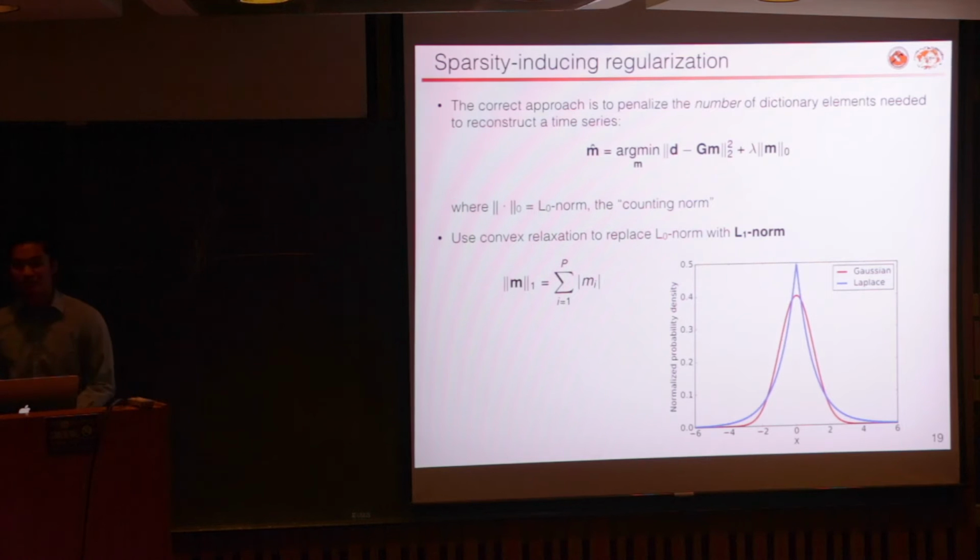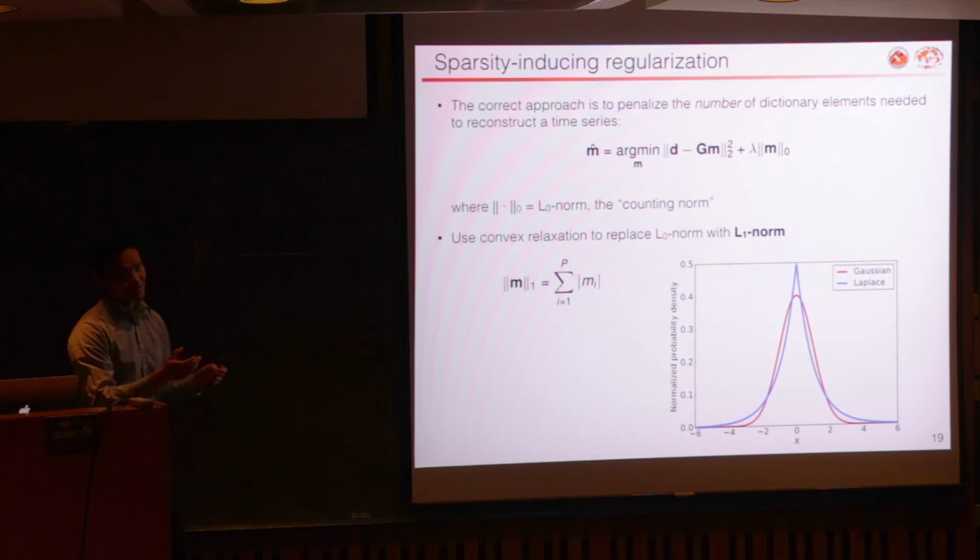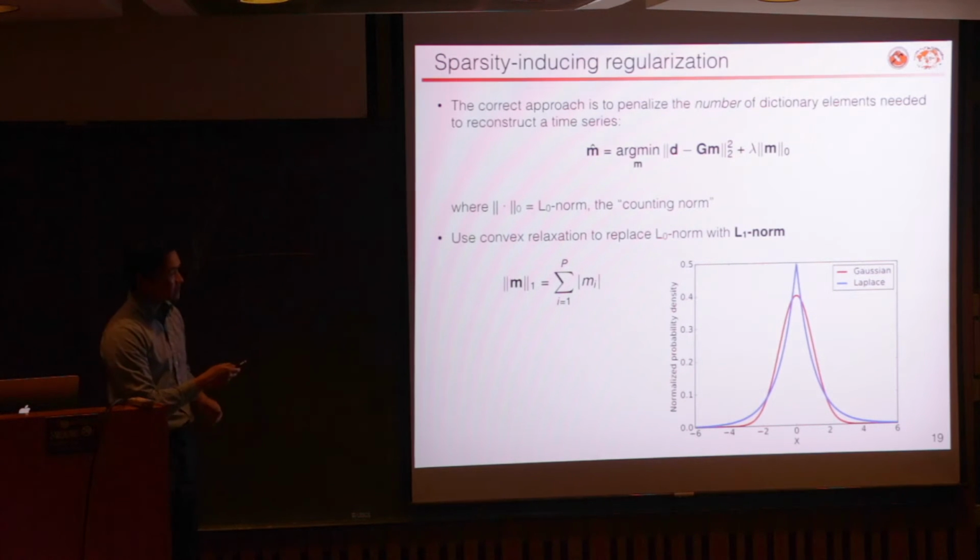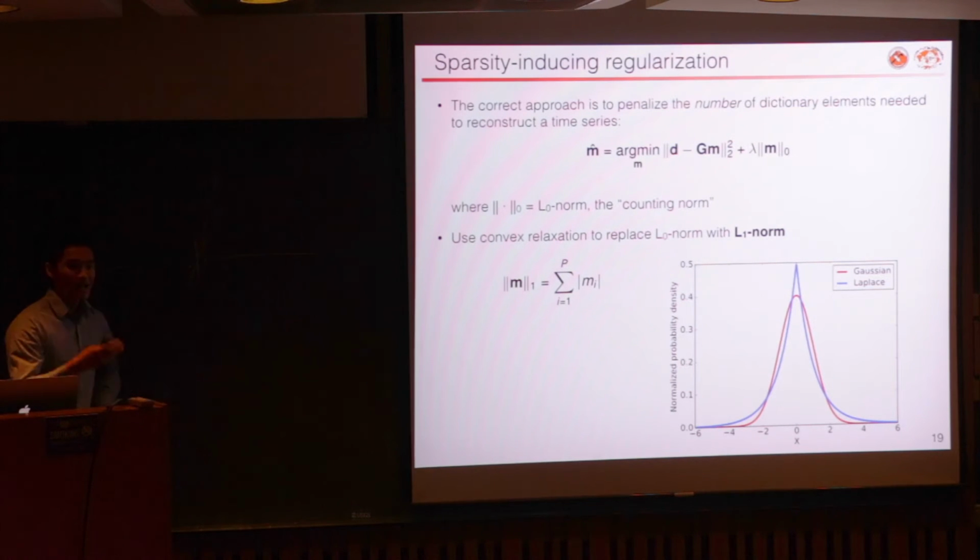What we really want to do is minimize the total number of dictionary elements that we need to reconstruct the time series. We know that we only need just a few of these things in our dictionary to be able to reconstruct the time series. So instead of using an L2 norm, you use what's called the L0 norm, the counting norm, which tells you how many non-zero values you have.